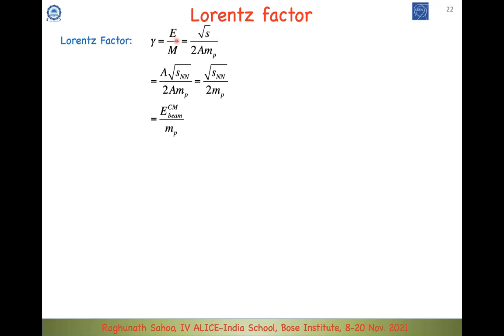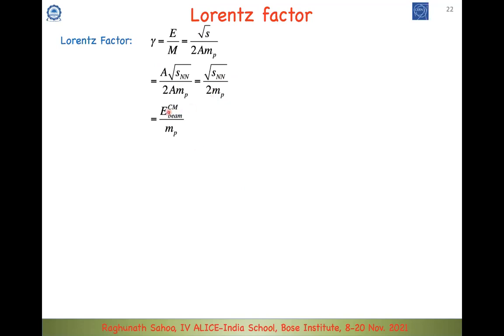So I start with the example of E by M, and then I write the energy as square root of S, and my mass is nothing but 2A MP, which is for heavy ion head-on collisions. Now you will find that this A square root of S can be written as A square root of S NN, so nuclear number multiplied by per-nucleon. So that is the total Mandelstam energy: square root of S is equal to A multiplied by square root of S NN. So A will cancel out, and in the end you get square root of S NN divided by 2 MP. And for a center of mass system, your beam energy is nothing but square root of S NN by 2.